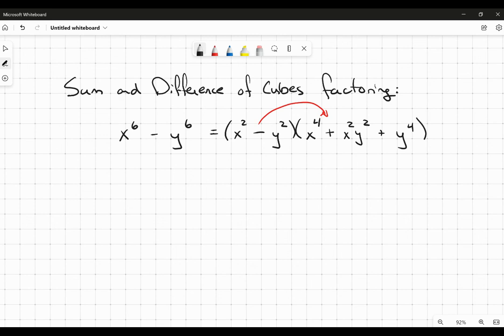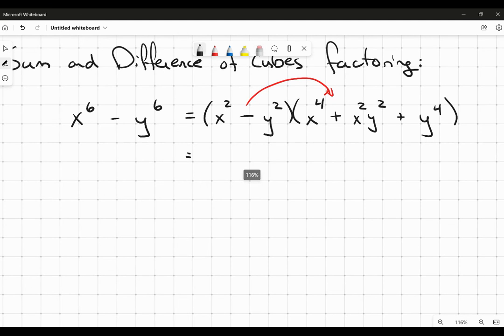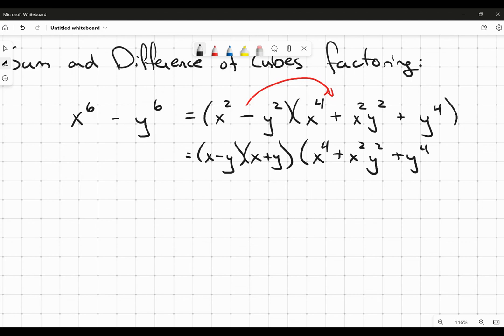And I hope for those of you that might struggle with that cube root thing, that you understand where we're going with that and where that x squared came from. Now, we're not quite done, though, because we really want to factor this as far as we can. And that first factor, that x squared minus y squared, is a difference of squares. Whoops. So I want to take that and factor it down. I'm going to get x minus y, so square root minus square root, multiplied by square root plus square root. And then I've got this x to the fourth plus x squared y squared plus y to the fourth.